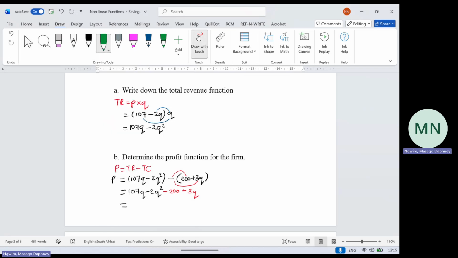These two are going to be like terms because they both have Q's. So you take your calculator, we say 107 minus 3Q. Then our answer is going to be 104Q. And then negative Q squared, there's no number with a Q squared, so you write this one here. And then we have minus 200. There's no number without a Q, it's only 200. So that's our profit function.